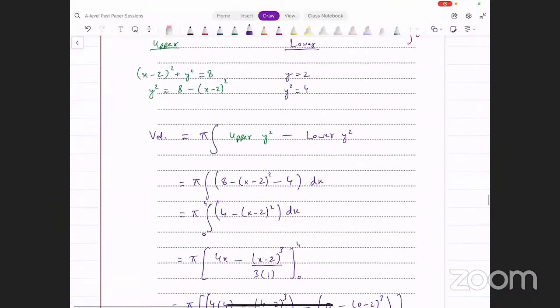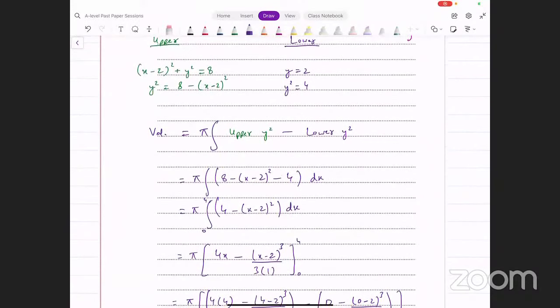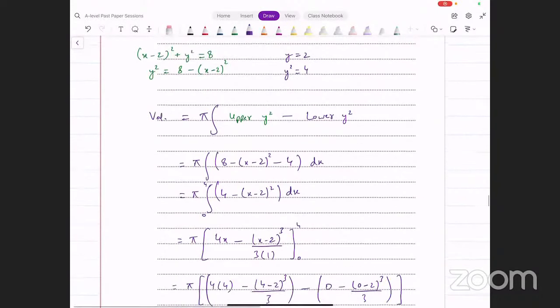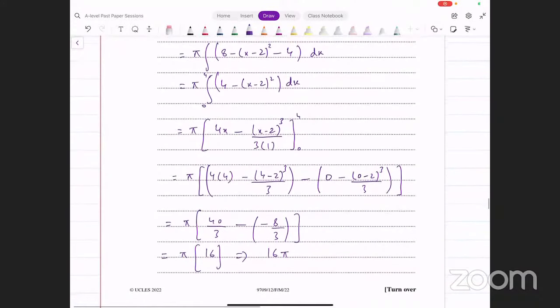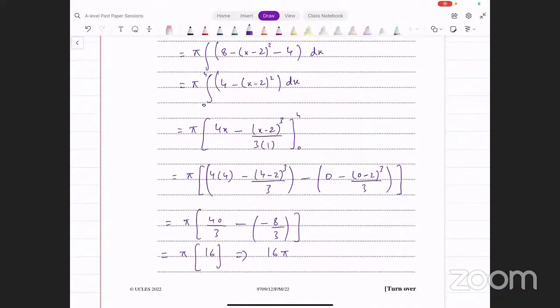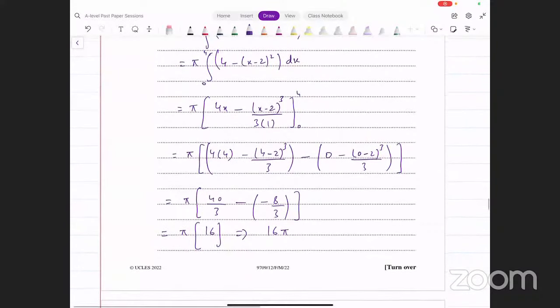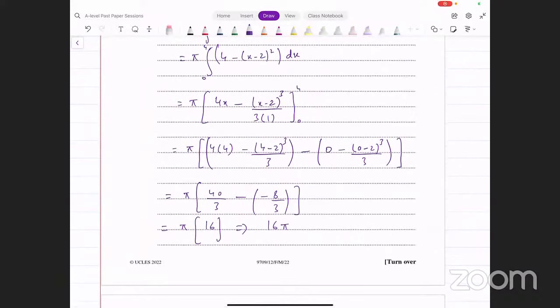Okay, let's figure this out. So we are subtracting that from this, 4 minus this, then we integrate it, 4x minus x minus 2 whole cube divided by 3 and 1. That's also fine. We input the limits. अच्छा, मैंने यहाँ पे क्या किया है? No, that should be okay. 4 minus 2 whole cube, and then we're subtracting from that the case where we've got 0. Can somebody spot any error in the working? 16 minus 8/3. Okay, yeah, so that's the problem.